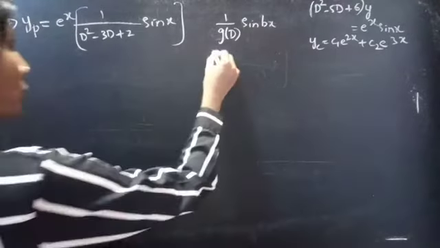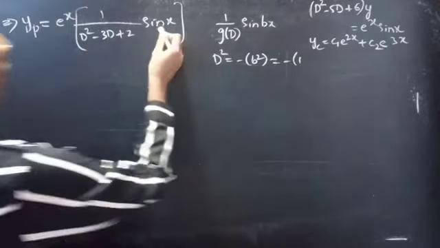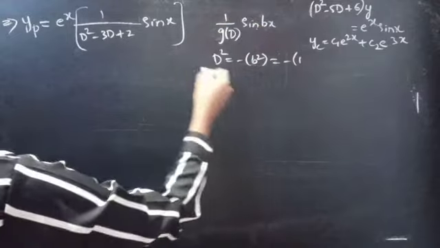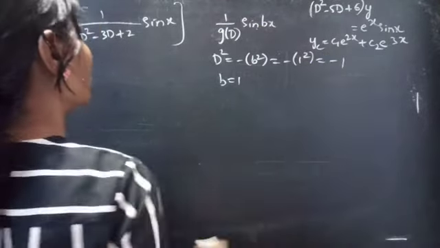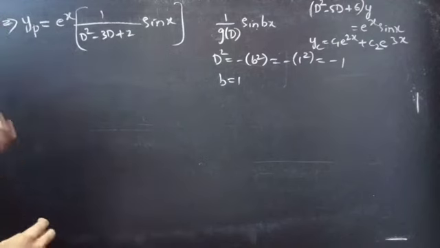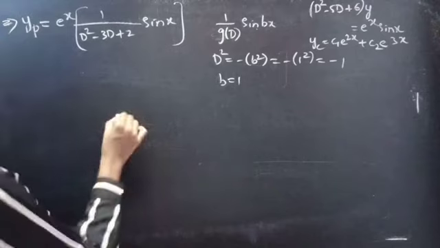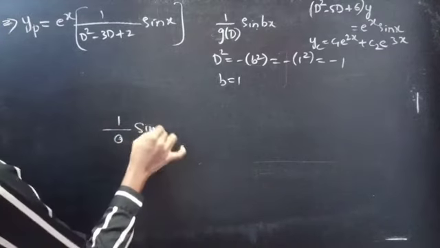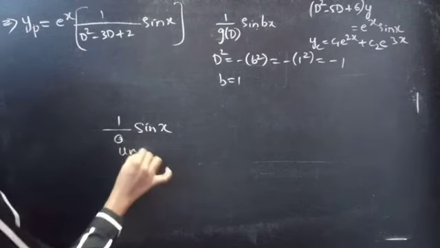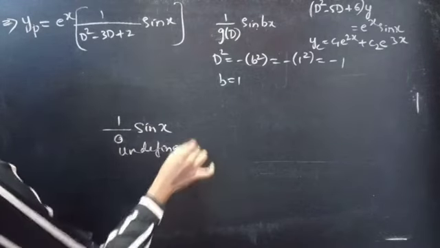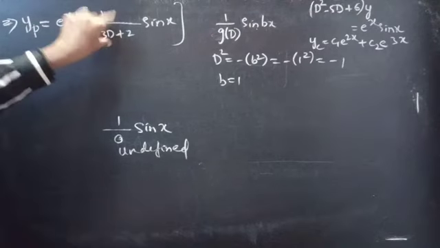Now let's find D², which is given by −b², which equals −(compare sin x with sin bx, and for b equals 1) we'll get D² equals −1² equals −1, right? Now we have to replace D² by −1. The denominator must be non-zero. What happens if we get denominator 0? We'll get 1 by 0 into sin x. Since 1 by 0 is undefined, the total term becomes undefined, right? Now remember that the denominator must be non-zero.